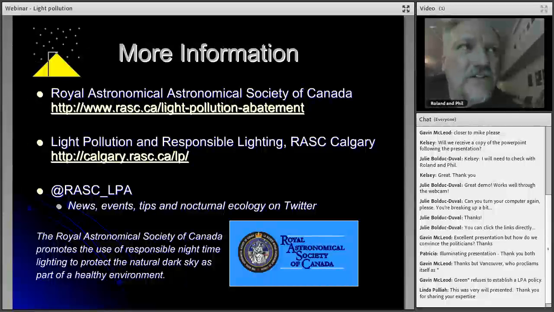Sometimes you do need an inside person. We were lucky in Calgary that the councillor who proposed the lighting in Calgary was actually a lighting engineer and a former IDA member. So he knew all the strings to pull, both on the outside and on the inside.